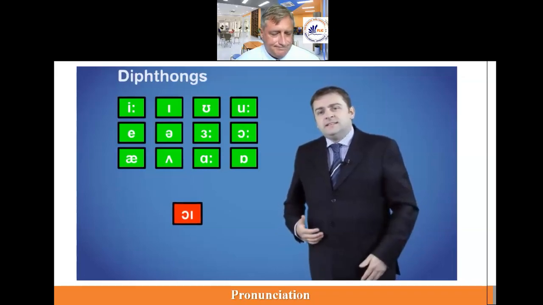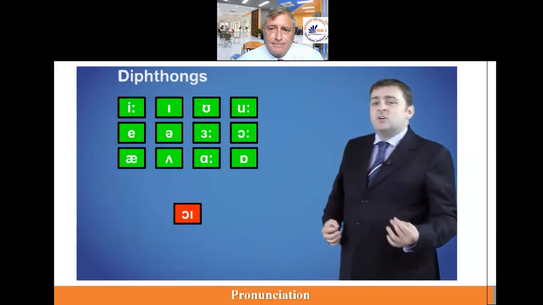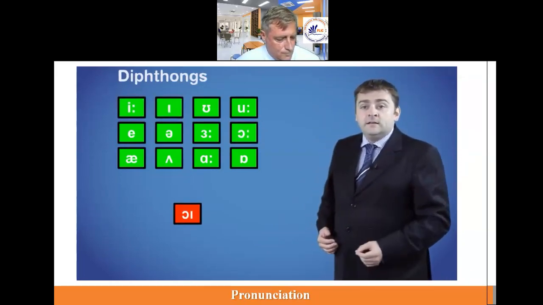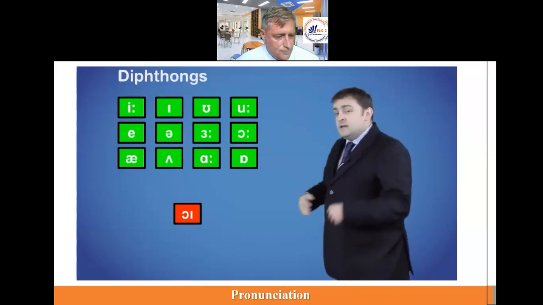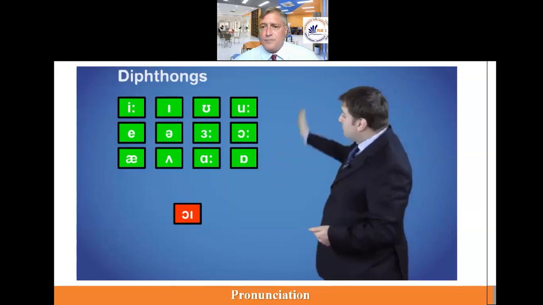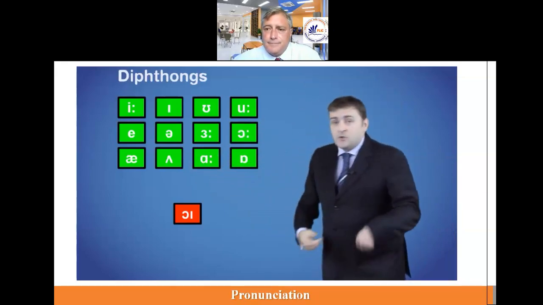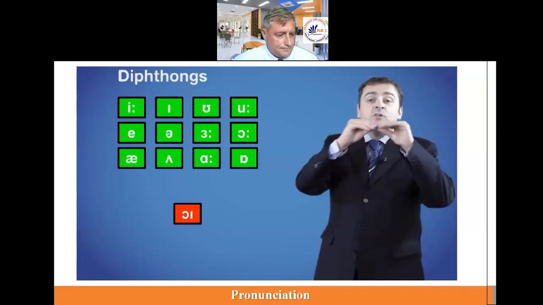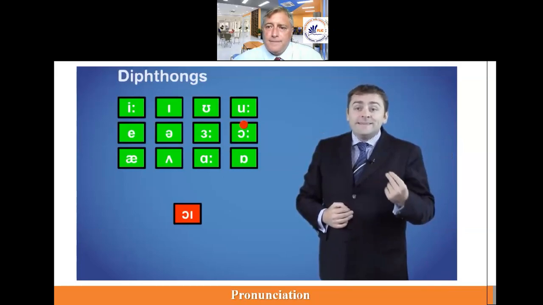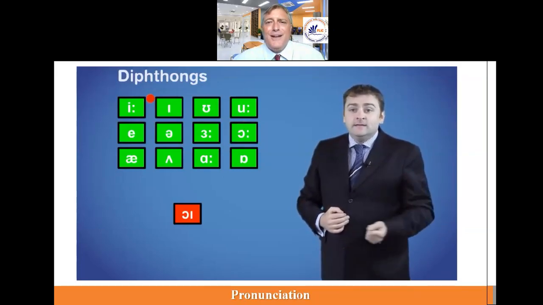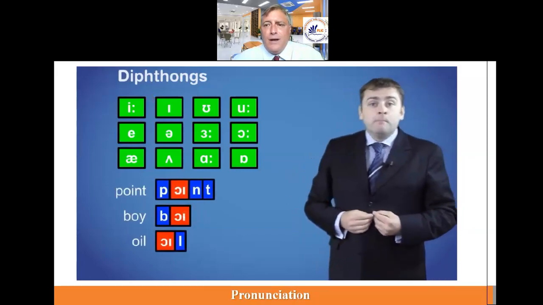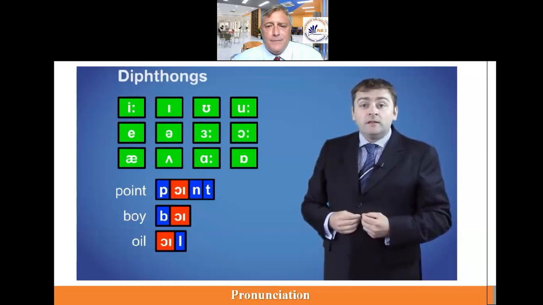The next sound is oi. This is a combination of o and I or E. They're on different rows again, but the shape of our lips and the position of our tongue also change a lot because we're going from the right all the way to the left, going from rounded lips to unrounded, starting on the O and finishing on the I or E, oi. As in the words point, boy, and oil.